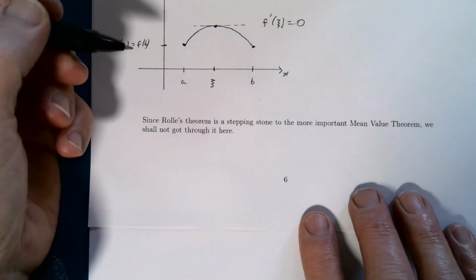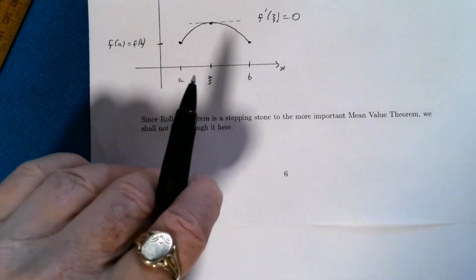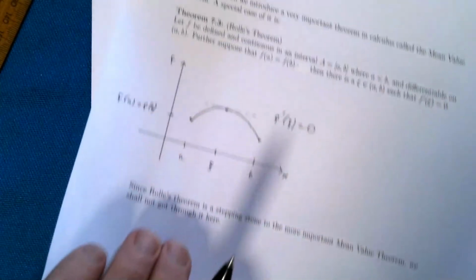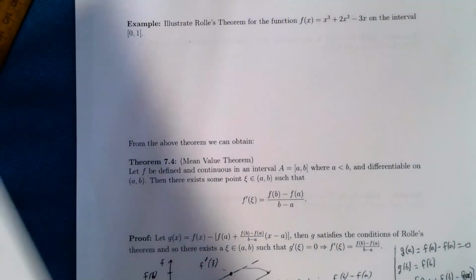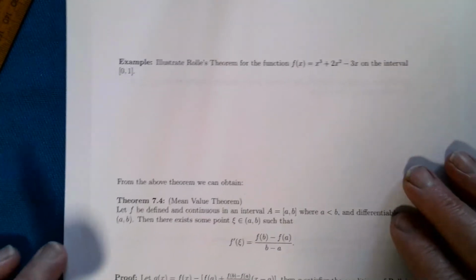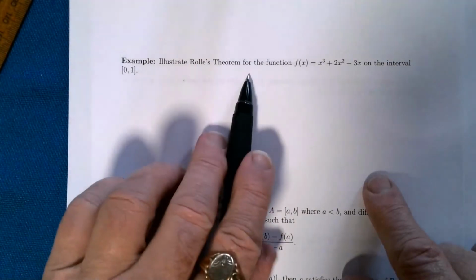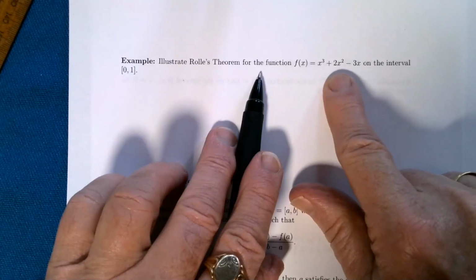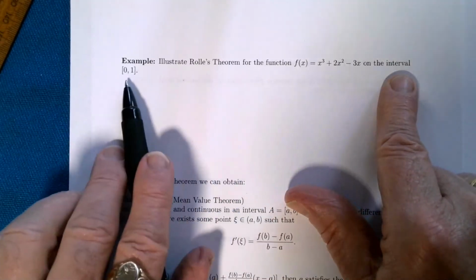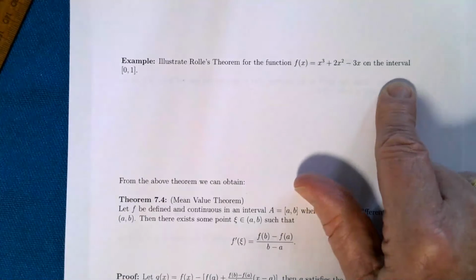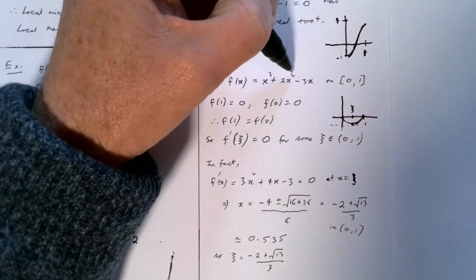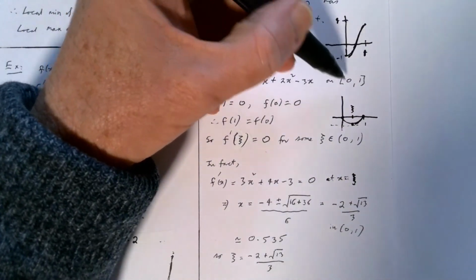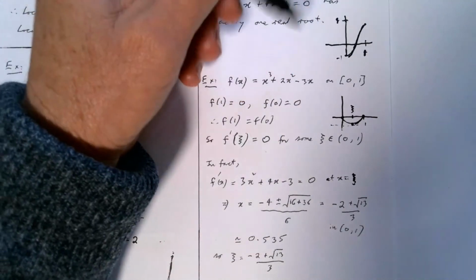But we will do one quick example illustrating Rolle's theorem. The question says, illustrate Rolle's theorem for the function x cubed plus 2x squared minus 3x on this interval. And so here is the working out for this one. Here is our function x cubed plus 2x squared minus 3x, and we're on the interval 0, 1.